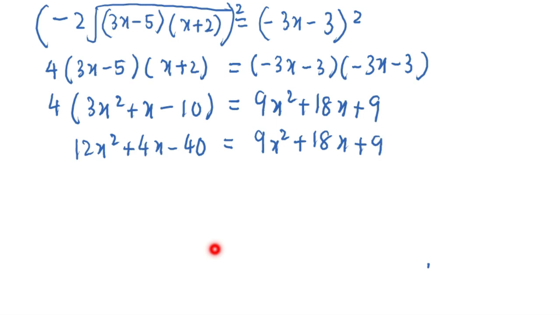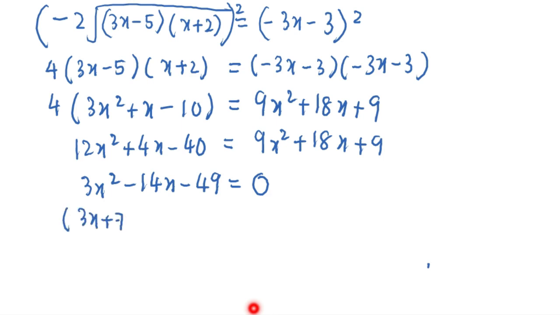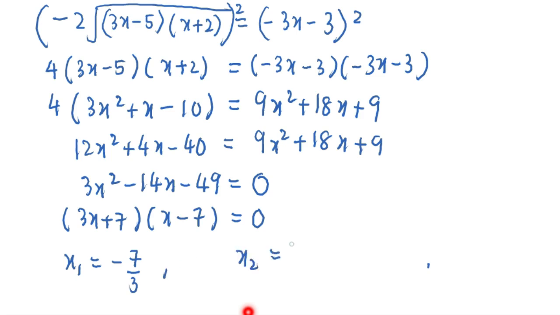Then this is a quadratic equation. Bring all the terms to the left hand side. Then simplifying, you're going to get 3x squared minus 14x minus 49 equals to 0. Then factorize completely the function. You're going to get 3x plus 7 multiply with x minus 7 equals to 0. So there are two possible answers. The first one is negative 7 over 3. Then the second one is 7.